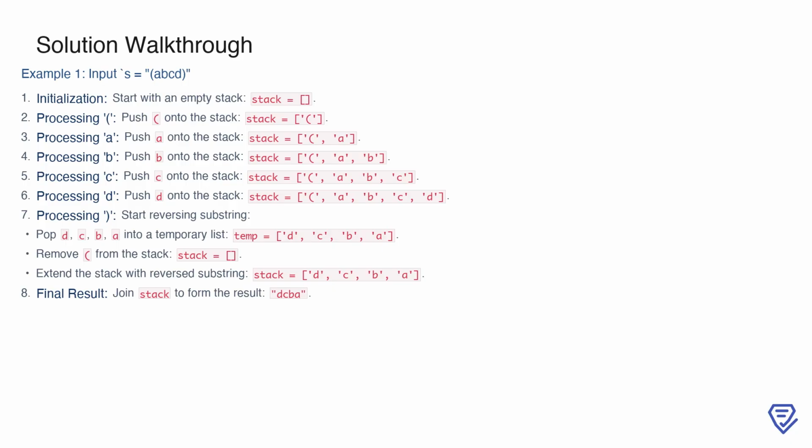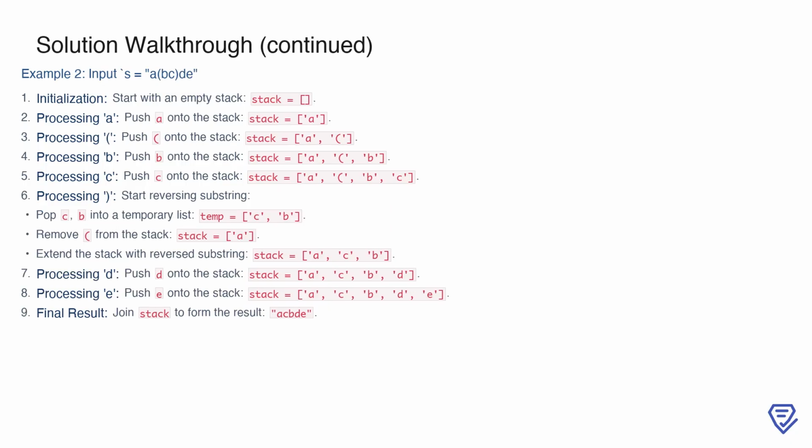To do this, we pop characters from the stack until we find the opening parenthesis. The popped characters, which are D, C, B, and A, are stored temporarily and then reversed. After removing the opening parenthesis, we extend the stack with the reversed characters. Finally, joining all the elements in the stack gives the result ABCD.